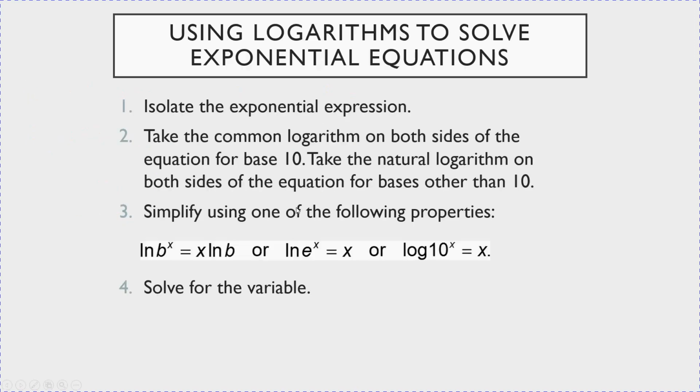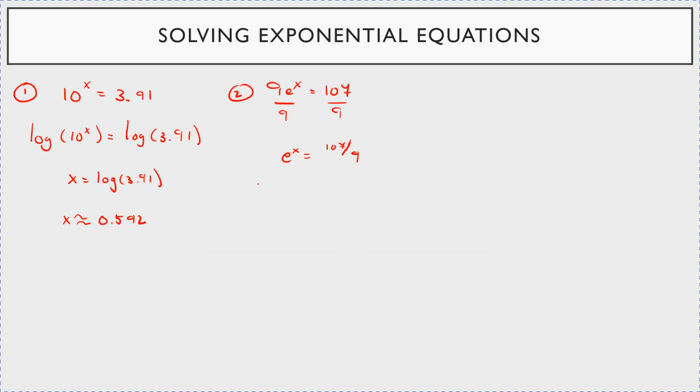Now if you take the natural log of e to the x, you're just going to get x by itself. That's what you want. You want to solve for x. So you're going to take the natural log of each side, because whatever you do to one side of the equation, you have to do to the other. And this is what you're left with: x is equal to the natural log of 107 divided by 9.